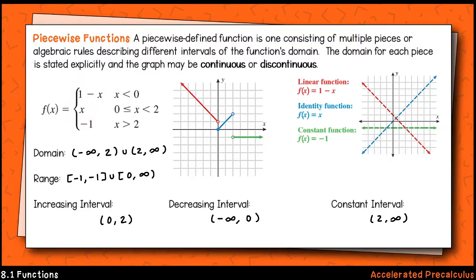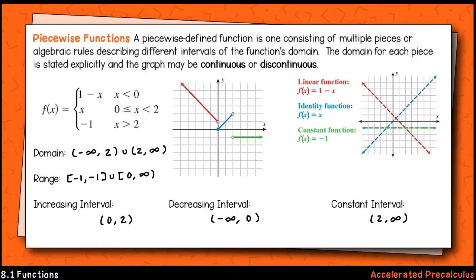Then we use a large bracket on the left. Within the bracket, each of our pieces or function rules are listed along with the domain explicitly stated that applies to each of the specific rules. The graph of a piecewise function may be continuous or it may contain discontinuities.